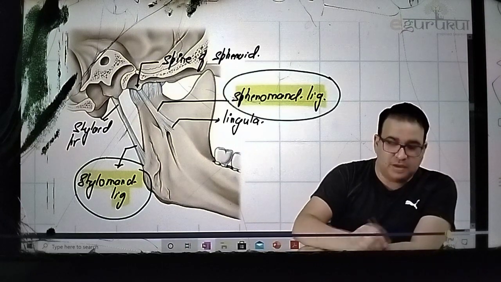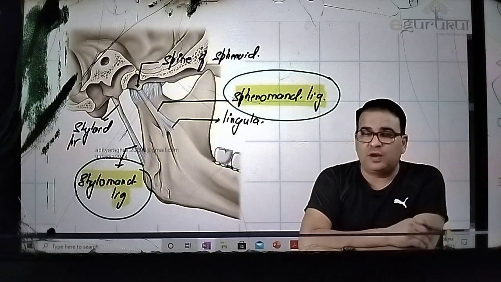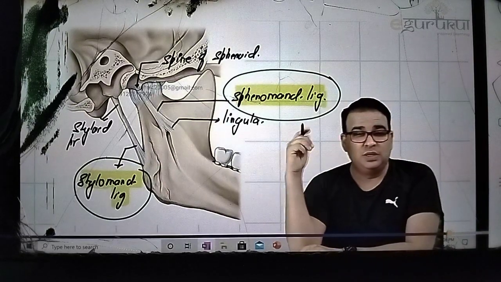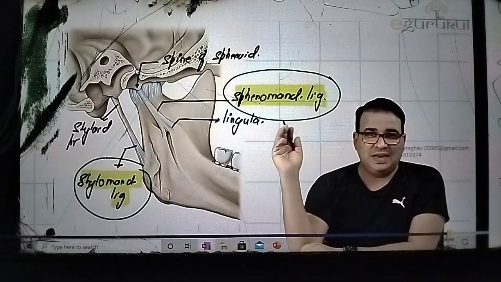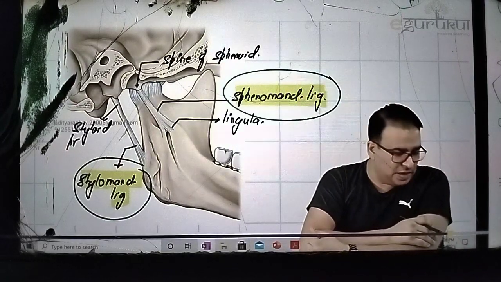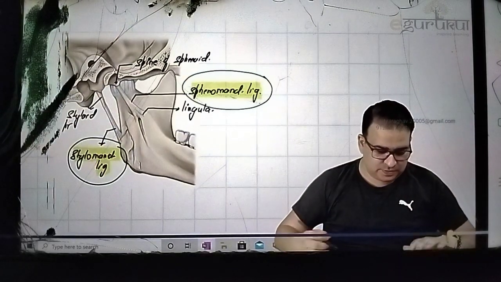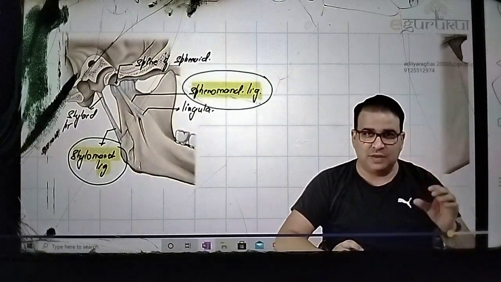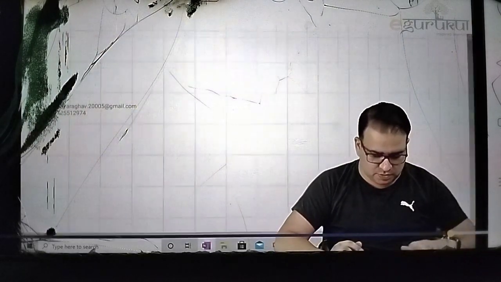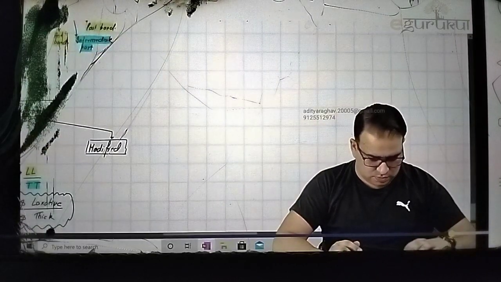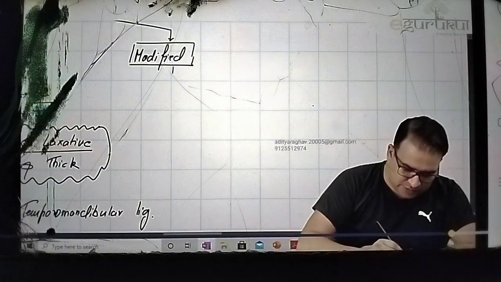Stylomandibular and sphenomandibular ligament was in the rule of two for investing layer of deep cervical fascia. Two muscles, two spaces, two glands, two ligaments also. These two ligaments are the modification of investing layer of deep cervical fascia. So wherever you wrote those false ligaments or the modified support, just write and draw also. So, modified support, we said we have two ligaments there.